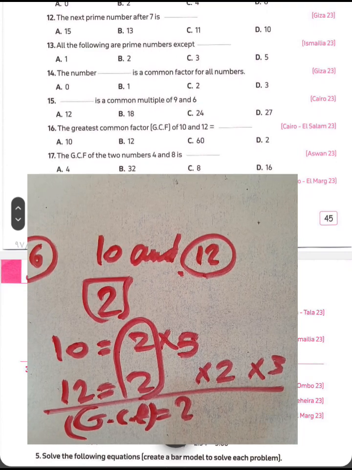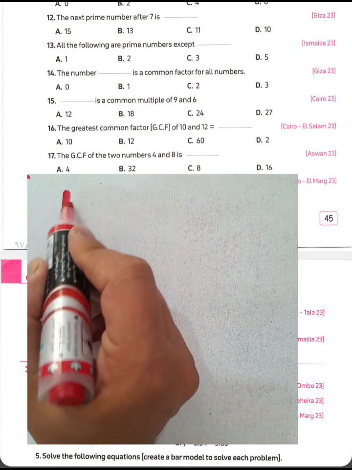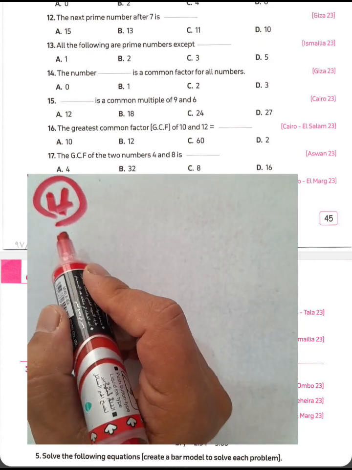Question 17. The greatest common factor of two numbers, 4 and 8. 8 can be divided by 4. Then 4, we call it what? We call 4 the greatest common factor between 4 and 8. Choose letter A.